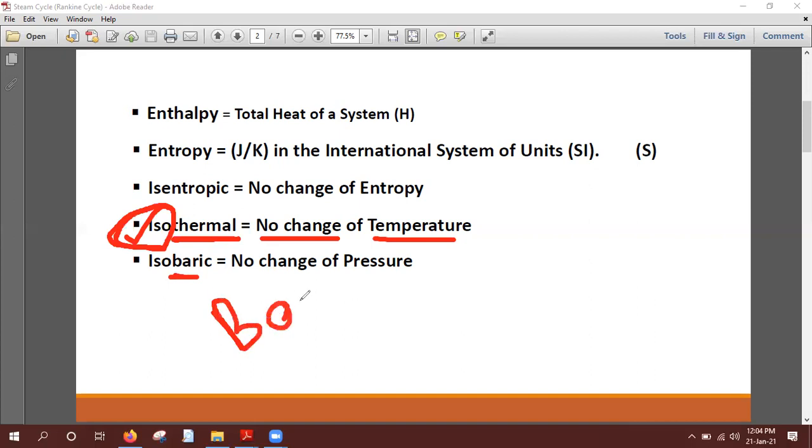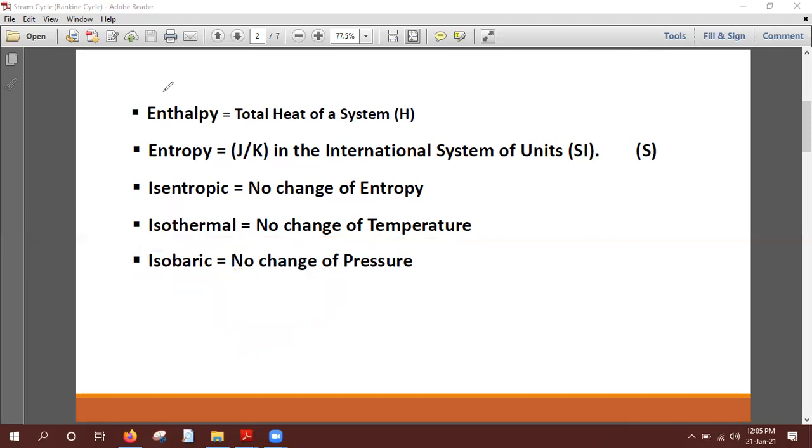Okay, so iso is written in front of it. So isobaric means no change of pressure or constant pressure. The pressure will not change from the previous to the next. The pressure will remain the same. That's why it is written no change of pressure. So these are the terms we need to know.